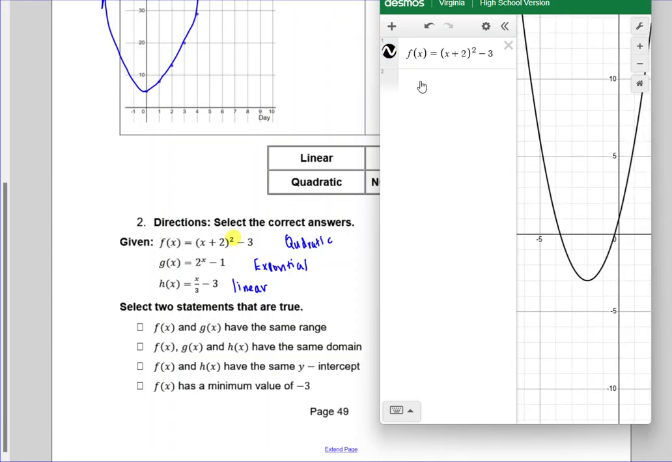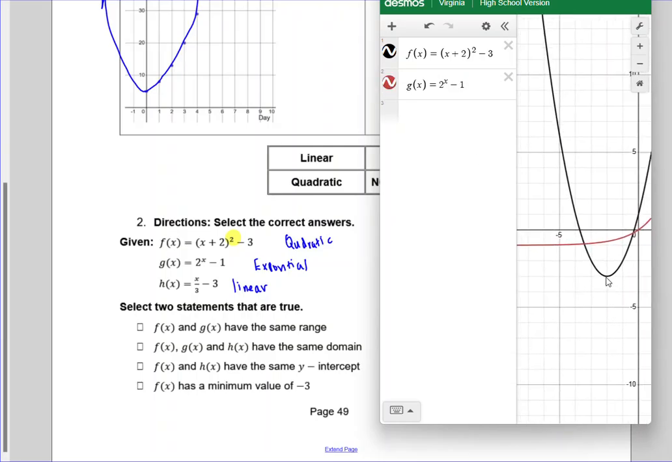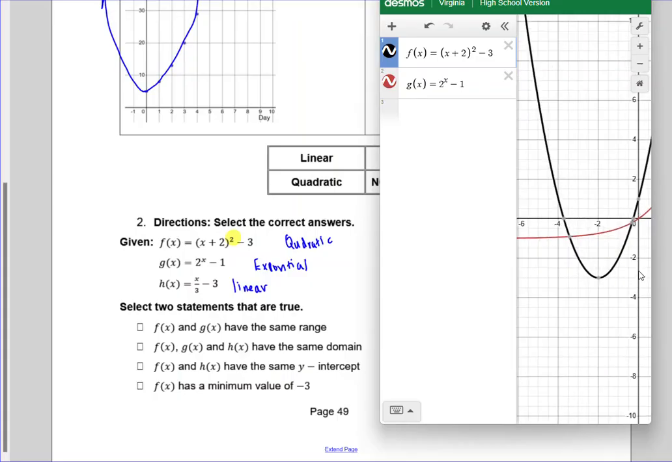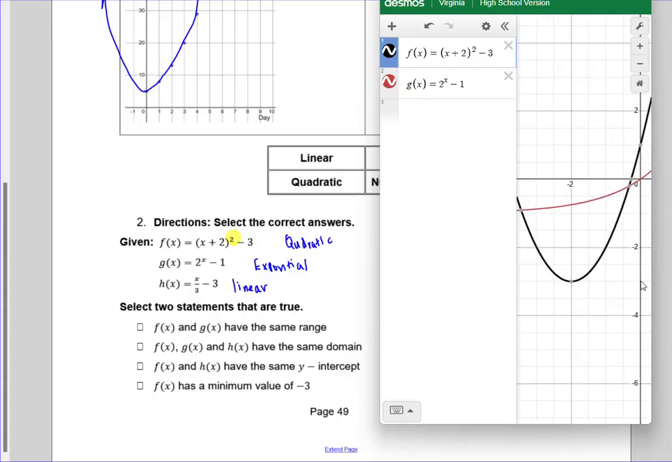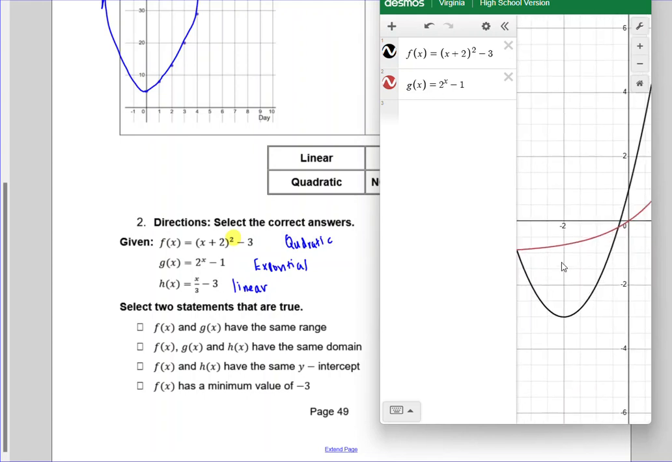And then g of x is equal to 2x minus 1. Okay, so here the range is from -3 up. And here the range, it looks like it's at -1.